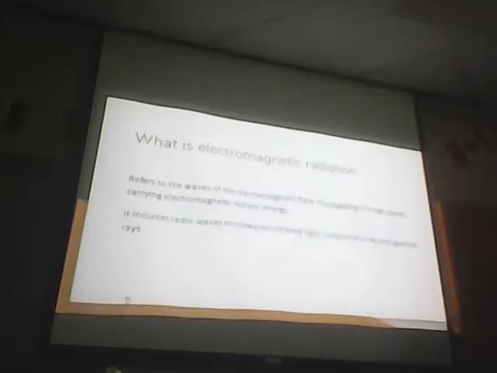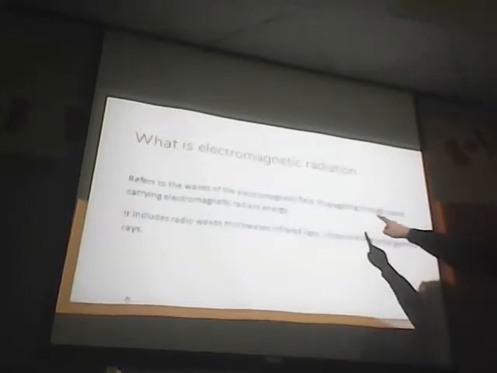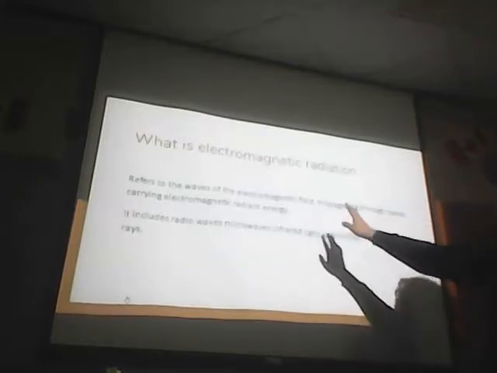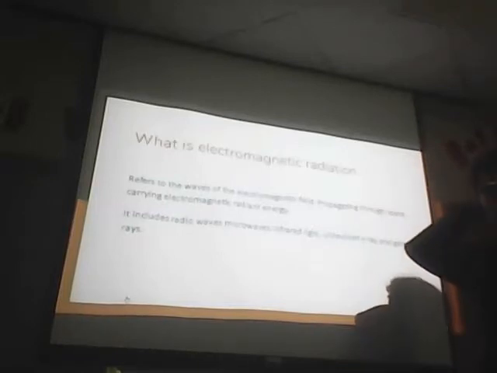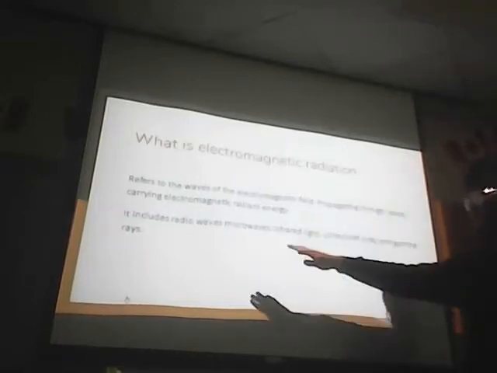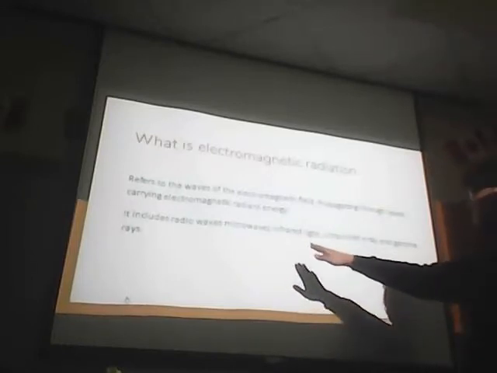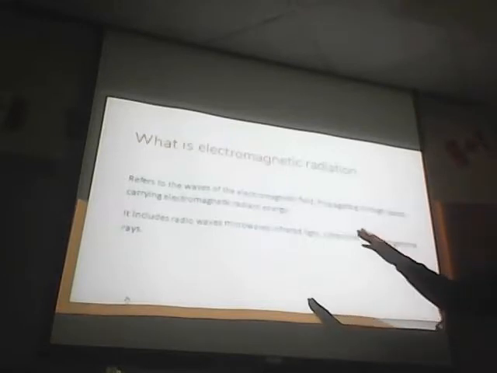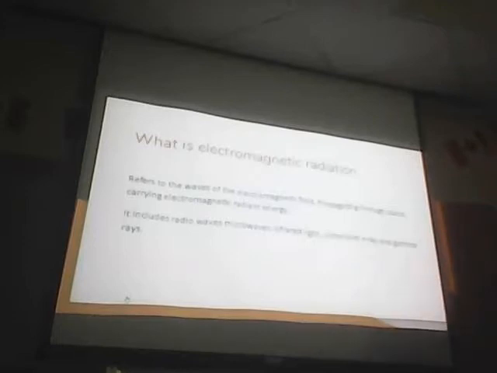And what is electromagnetic radiation? It refers to waves of the electromagnetic field, propagating through space, carrying electromagnetic radiation energy. It's full of energy, a high level of energy, and it includes radio waves, microwaves, infrared light, ultraviolet, X-rays and gamma rays. It has 3 different parts. You mean that, for example, gamma rays are different from X-rays?